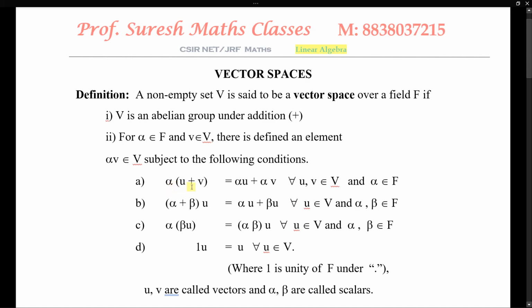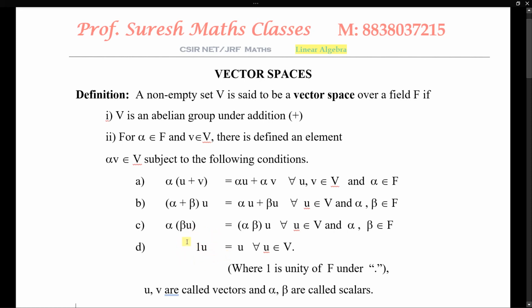First condition, alpha into (U plus V) equal to alpha U plus alpha V. Second condition, (alpha plus beta) into U equal to alpha U plus beta U. Third, alpha into (beta U) equal to (alpha beta) into U. So change the bracket. Then last one, 1 into U equal to U.